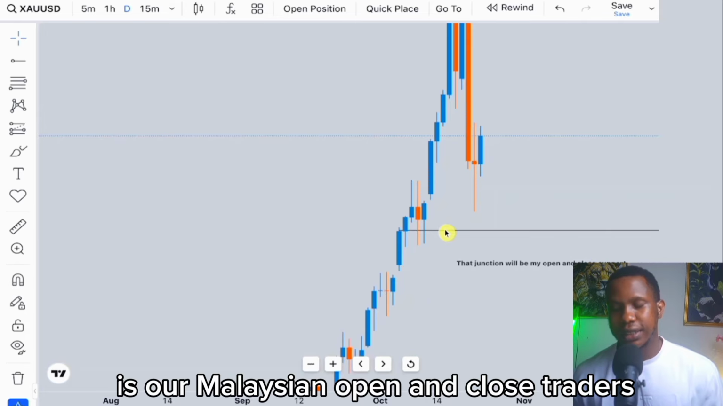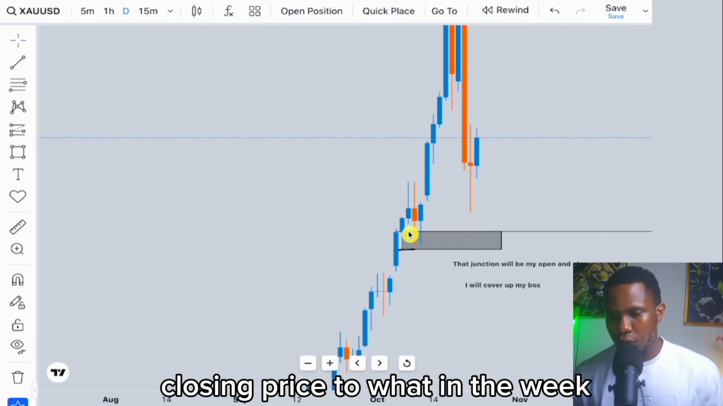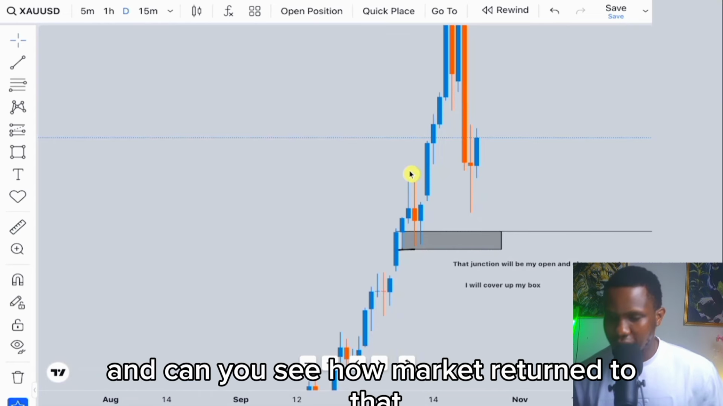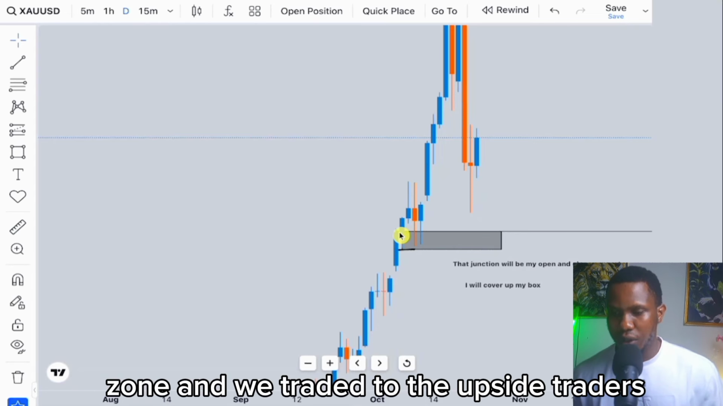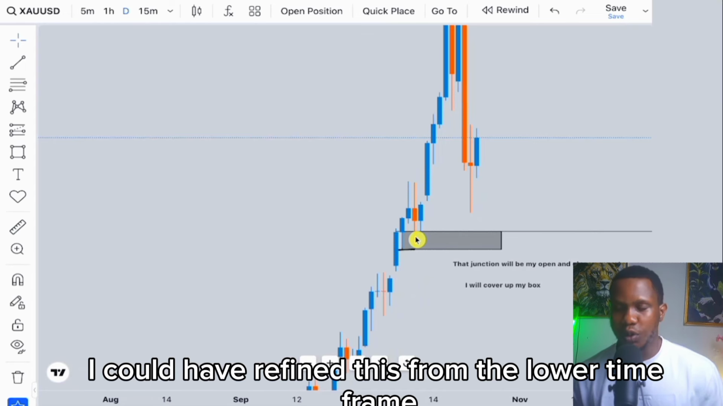and close, traders. I'm gonna put a box from that closing price to the week to cover it up. And can you see how the market returned to that zone and we traded to the upside, traders? I could have refined this from the lower time frame.